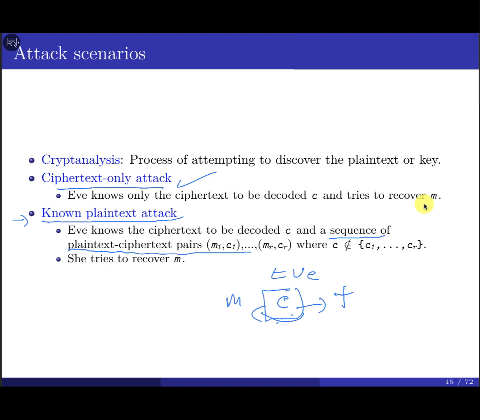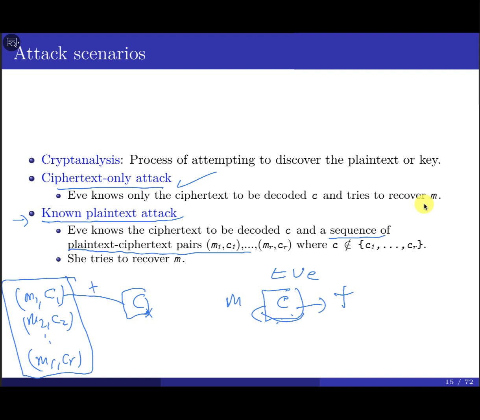So it looks like I'm monitoring the system, and they have access to the following. Assume that you have M1, message 1, and the corresponding ciphertext C1, M2 and the corresponding ciphertext of message 2, up to Mr and Cr. Then you give me, for example, C, making sure that C is not one that you already have the corresponding plain text for. Then, based on this information plus C, you need to figure out the plain text associated with this message.